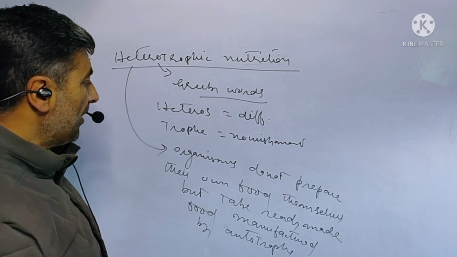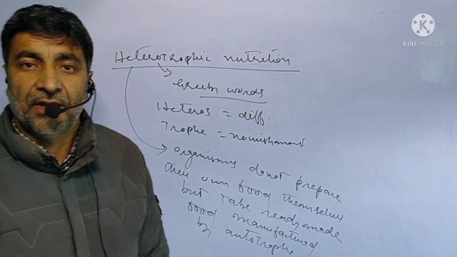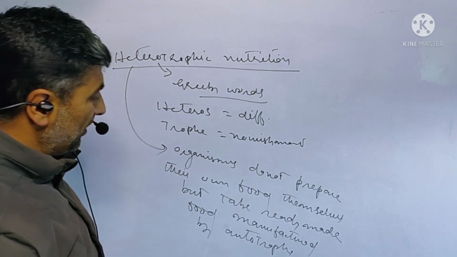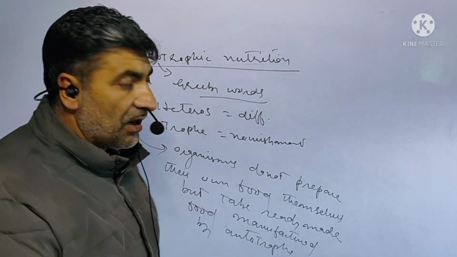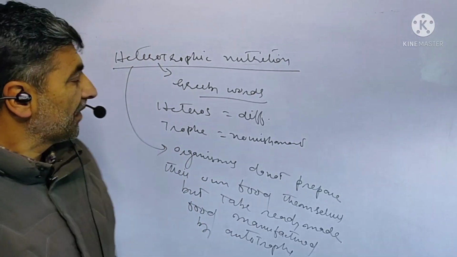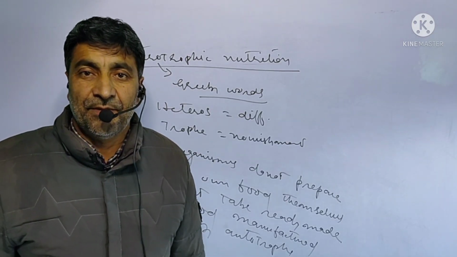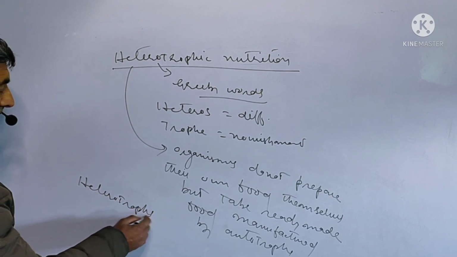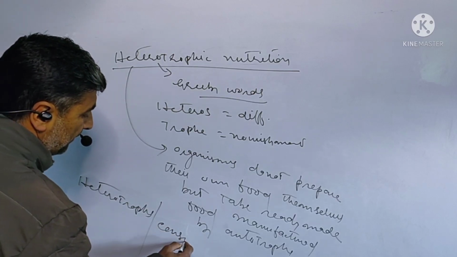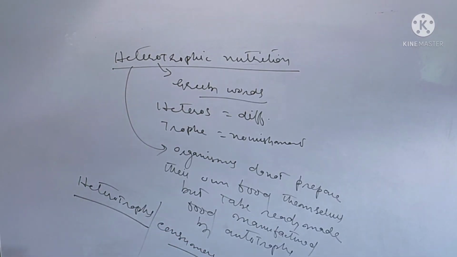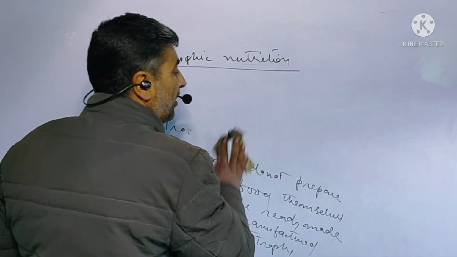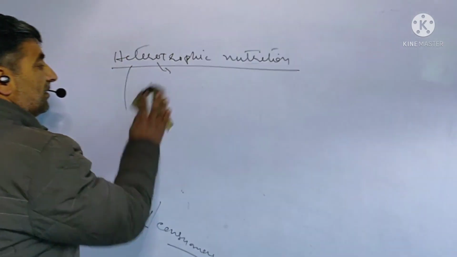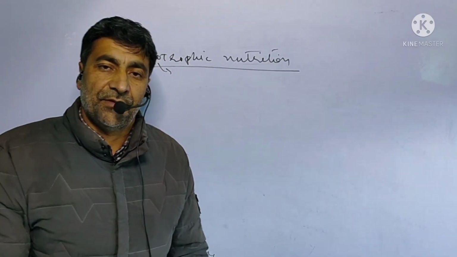Heterotrophic nutrition is the type of nutrition in which organisms do not prepare their own food themselves, but they take ready-made food which is prepared by autotrophs or producers. The organisms showing this type of nutrition are called heterotrophs or consumers. They are not in a position to prepare their own food, but they take ready-made food which is prepared by producers.